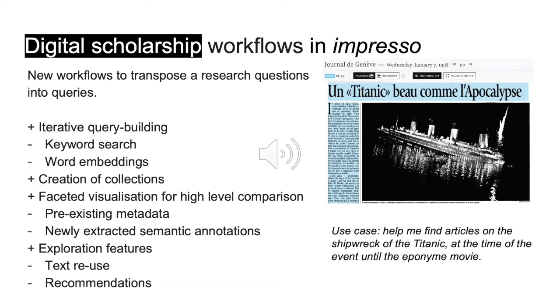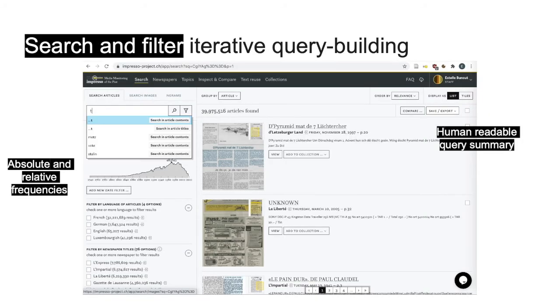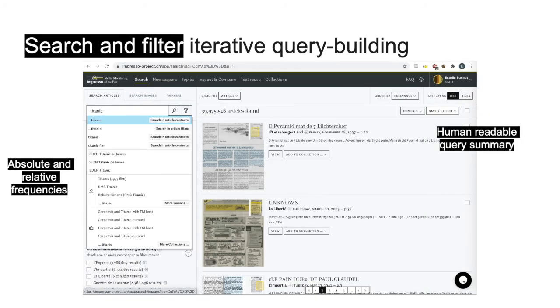To illustrate the different features, I will present to you a simple use case where I will try to find articles that deal with the shipwreck of the Titanic and will try to differentiate those from articles dealing with the movie Titanic. With a simple keyword search, when I type the word Titanic, I immediately, with the autofill, get some information about the automatically retrieved content of the impresso corpus.